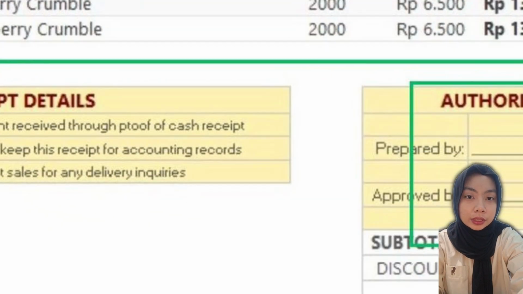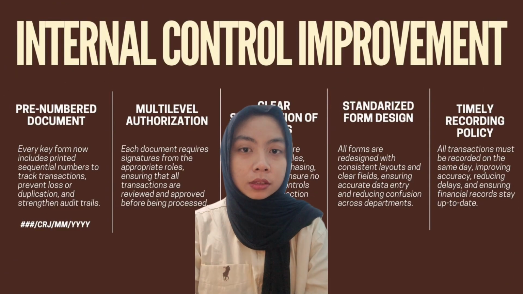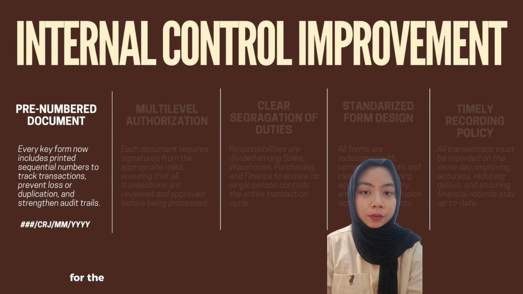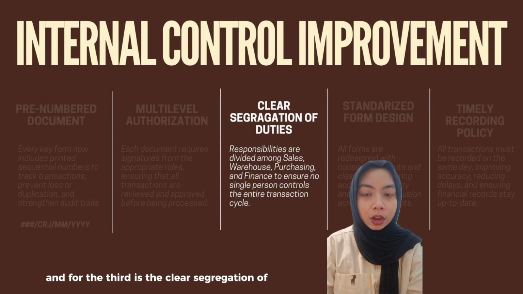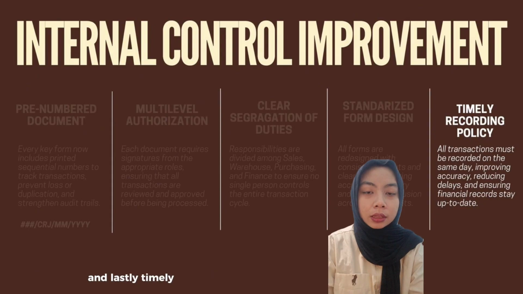And then is the authorization section. This section requires signatures from the responsible parties, for example, the preparer, checker, and approver. Authorization ensures that each transaction is reviewed, validated, and aligned with segregation of duties. Next, I will explain the key internal control improvements that we have already implemented. For the first is the pre-numbered document, for the second is the multi-level authorization, for the third is the clear segregation of duties, for the fourth is the standardized form design, and lastly, timely recording policy.